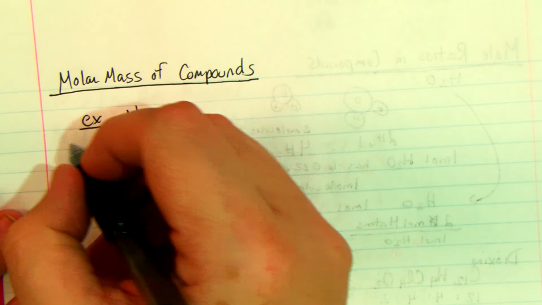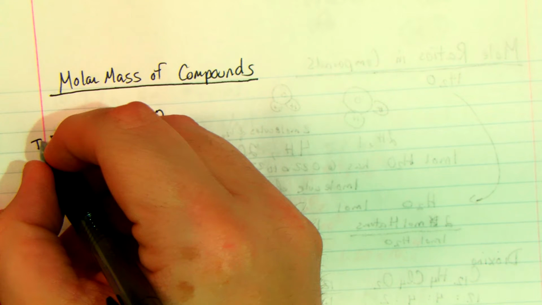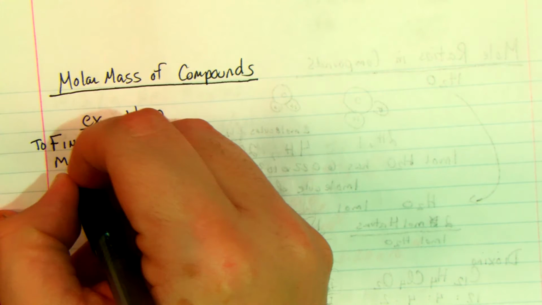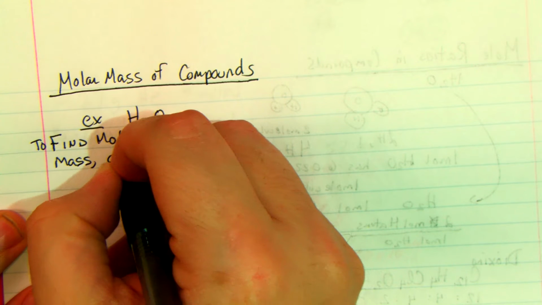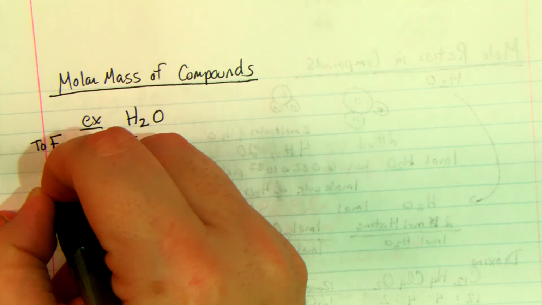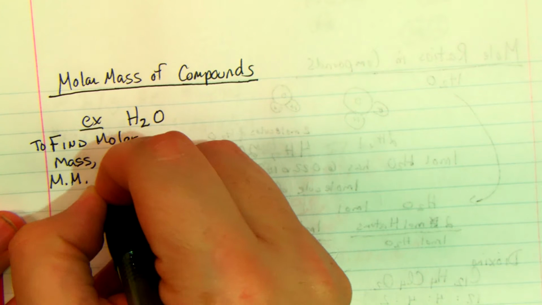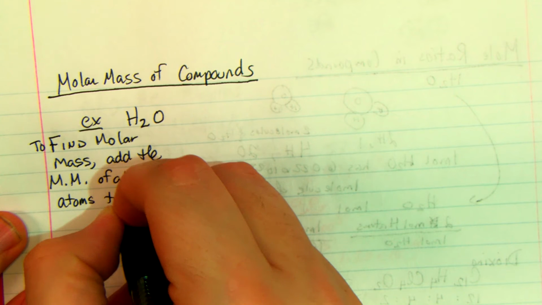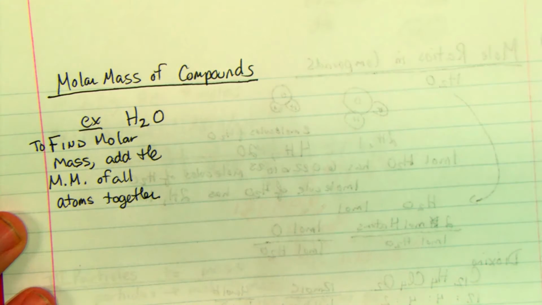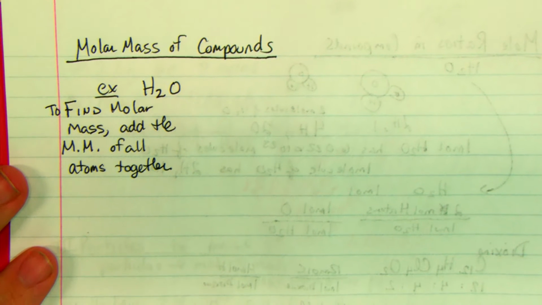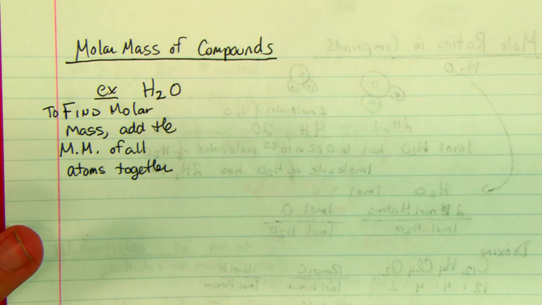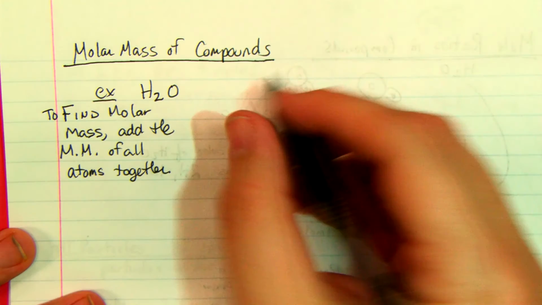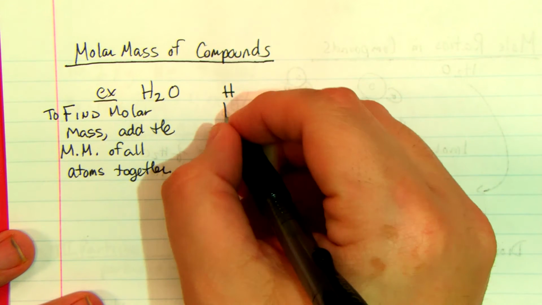In order to find the molar mass, add the molar mass of all atoms together. So it's, like I said, it's not rocket science yet. We're getting close to it, but we're not there yet. Now, how many hydrogens are there? There's 2. So this is one way you can do it.